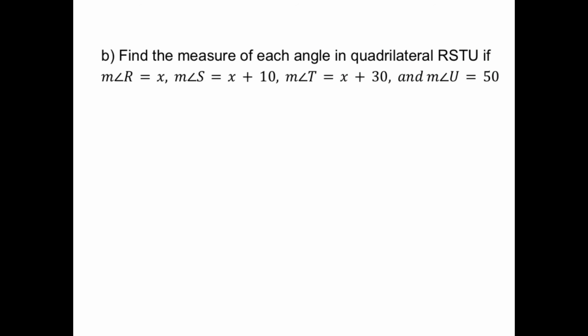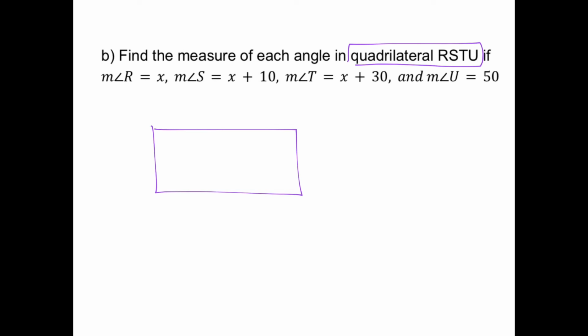This last example does not have a quadrilateral drawn for you, but you are, of course, always able to do that. And this is why the naming is so important. This says quadrilateral RSTU, which means it doesn't matter what sort of quadrilateral you draw. You can draw something that looks like a square all the time, or you can draw something that looks like a parallelogram or a rectangle or a trapezoid.